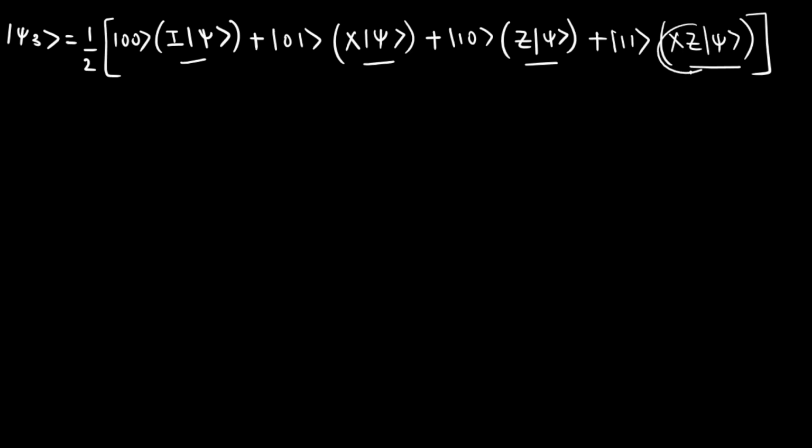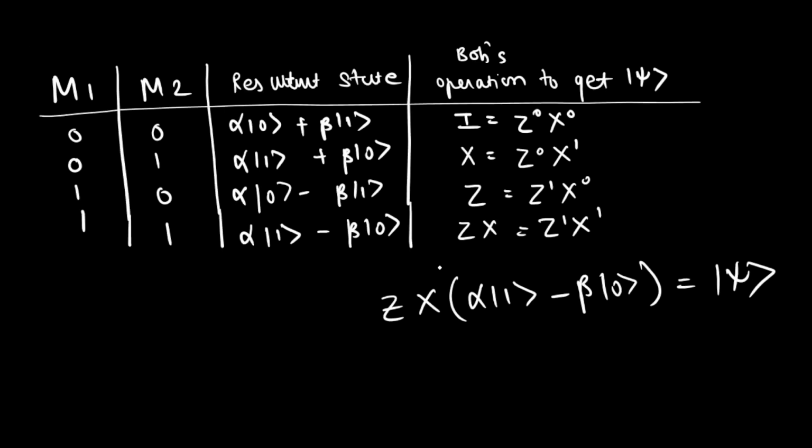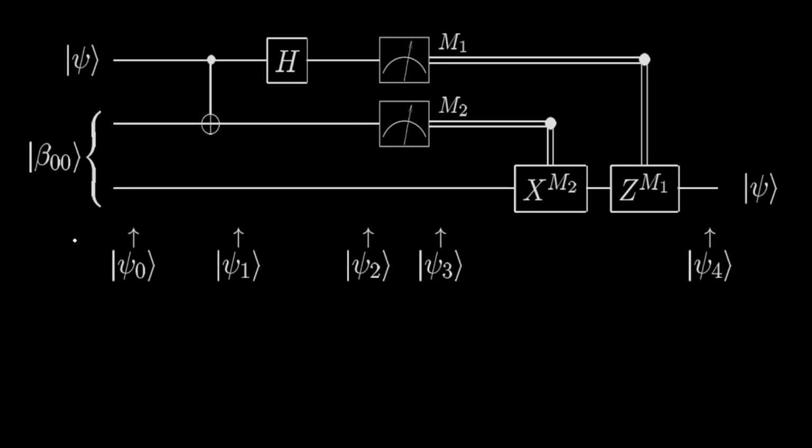Here one thing to note is that we have XZ operating on psi, which will give us alpha 1 minus beta 0, which is this state. But for Bob to get psi, he needs to operate X first and Z later on this state. This implies that ordering matters, since Z and X are matrices. So finally, Alice was successful in teleporting this state psi to Bob with the help of a few classical bits of information. So this was the process of quantum teleportation. I hope you understood it.